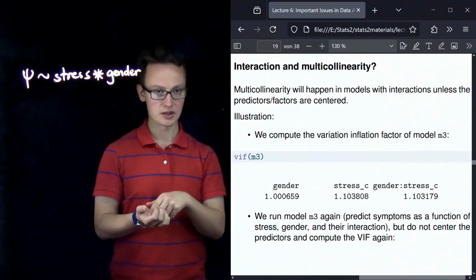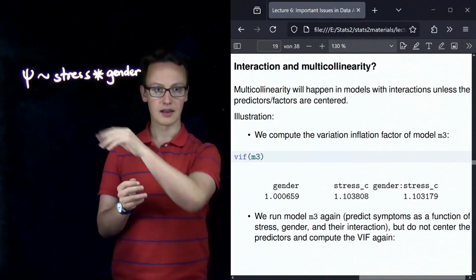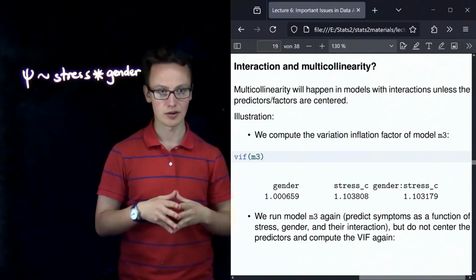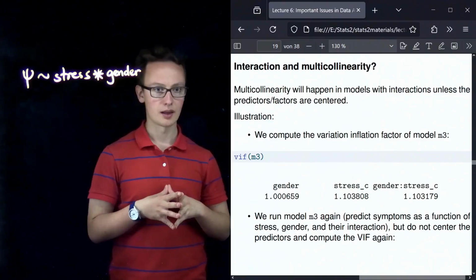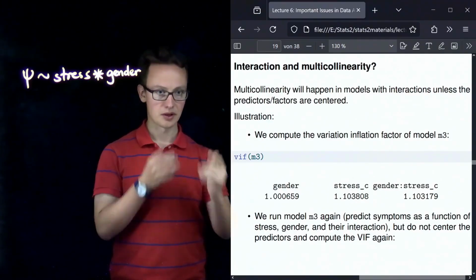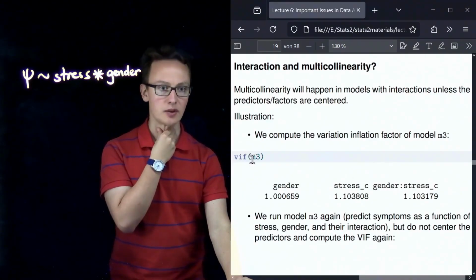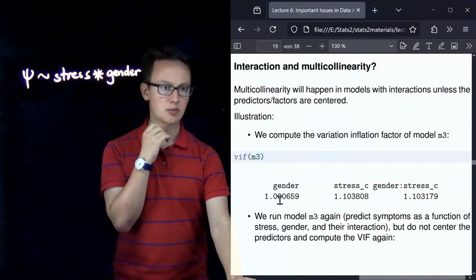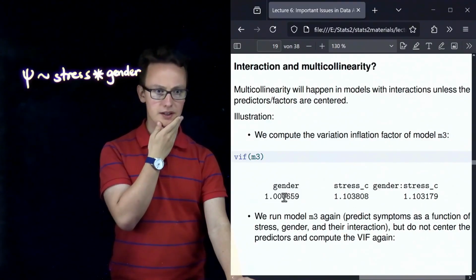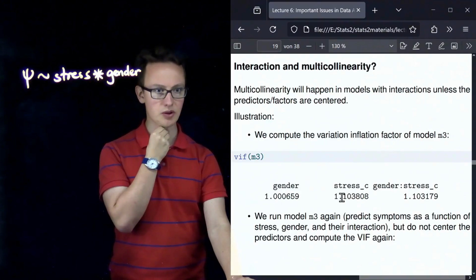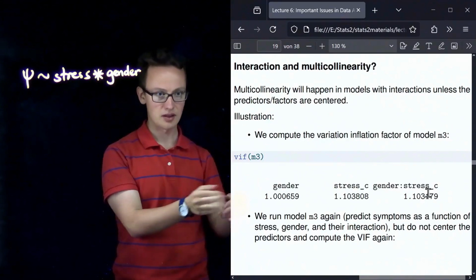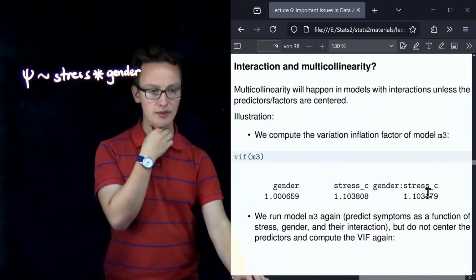So here, what we just did was, in a way, good. Like in the example we just did with stress and gender and their effect on psychological symptoms, because we did, in fact, center our predictors before running the model with the interaction. So if we do the VIF command on the model that we just fit, we can see that the VIF is not much bigger than 1 for each of the predictors, like 1.000, 1.10, and for the interaction 1.103 something. So now that we have an interaction, the interaction also gets a unique VIF value of its own.